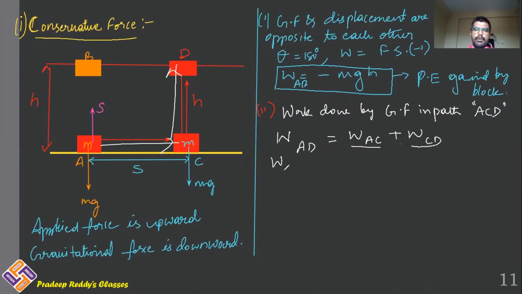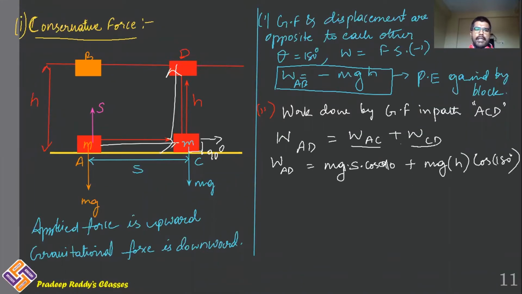I can now write WAD is equal to WAC. AC is to the right side. Displacement is in this direction. Gravitational force is in this direction. Theta is equal to 90 degrees. Therefore I can write it as mg, displacement is S, into cos 90, plus work done from C to D. Gravitational force is mg, displacement is h, and here it is cos 180.